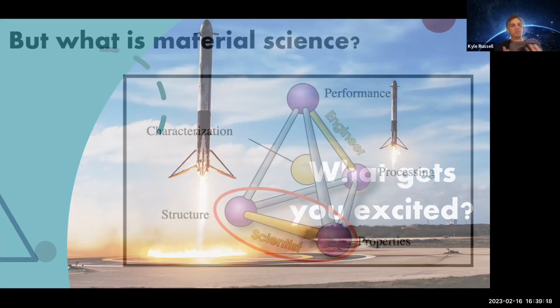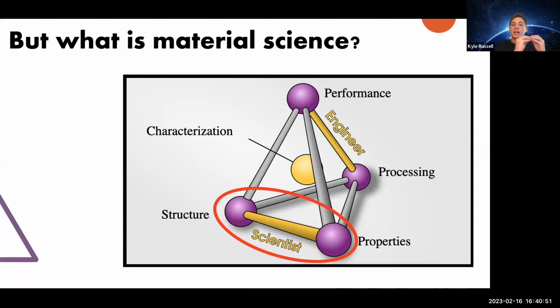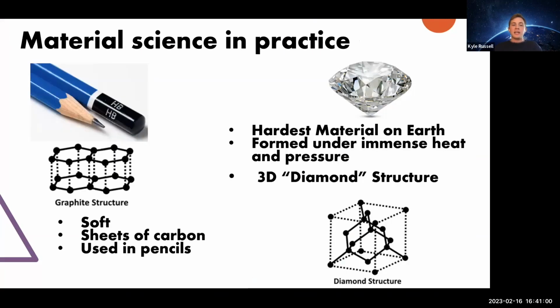And that kind of led me to the small scale. And if you can understand their structure, then you can change the properties of the material at a large scale. So a great example of this is comparing the lead in our pencils to diamonds. Lead in our pencils is made out of sheets of carbon atoms.